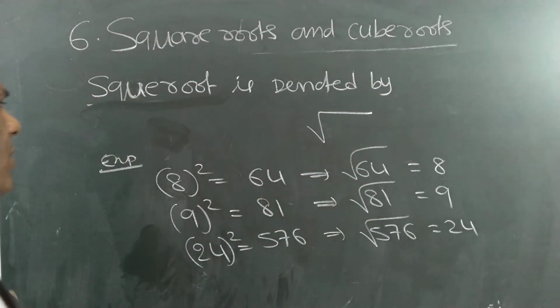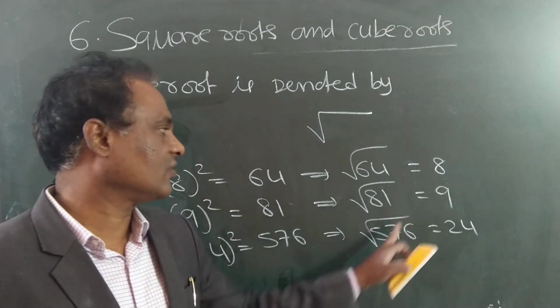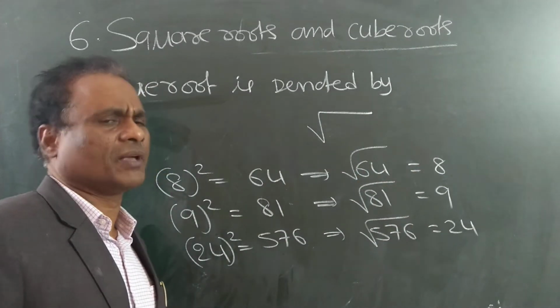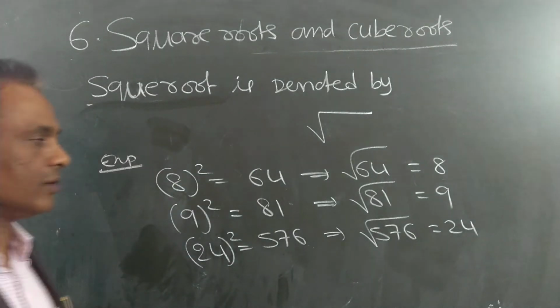So write down some examples. The square root of 64 is 8. Square root of 81 is 9. Square root of 576 is 24. Some examples I gave. So this is the square root.